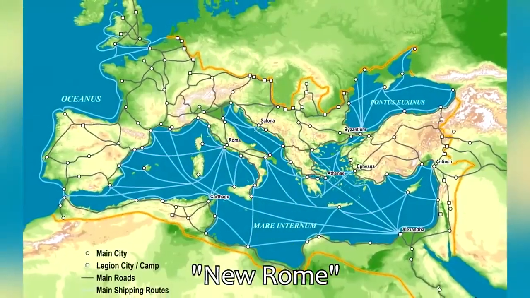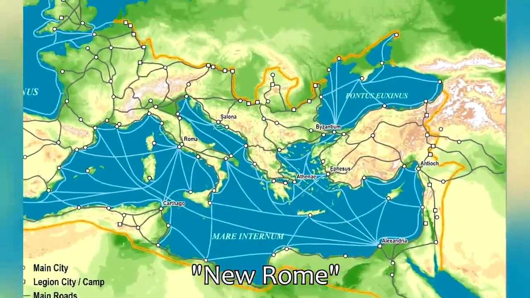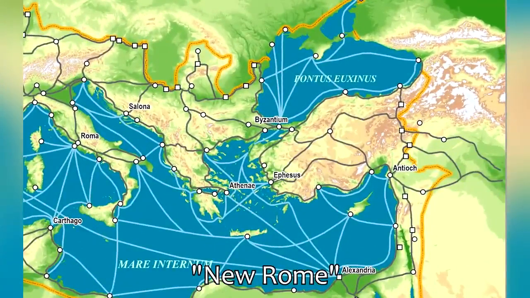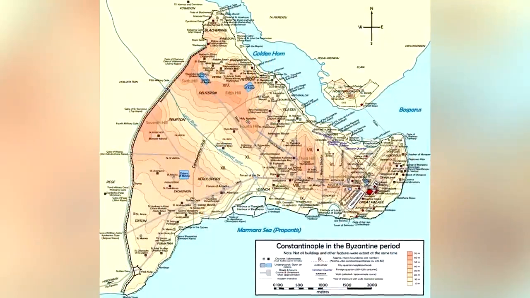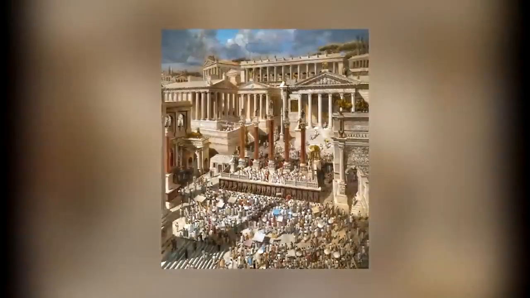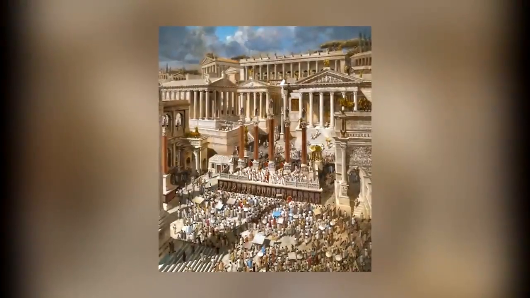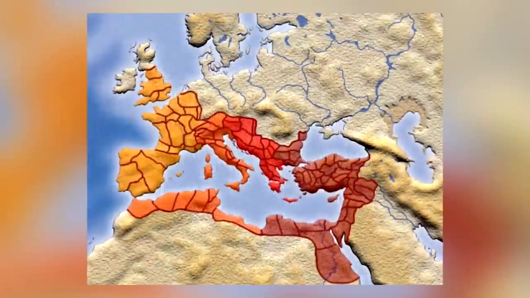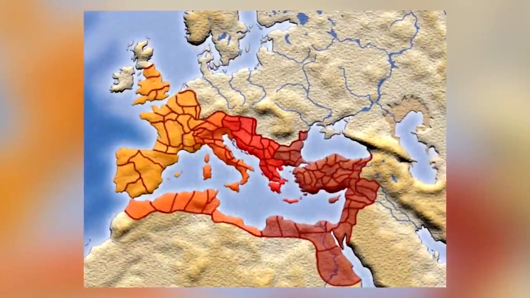New Rome, as it was known during Constantine's life, lay between the eastern and western edges of the empire on important trade routes. Eventually renamed Constantinople, it attracted people from across the empire in search of a better life. In time, the empire was split into east and west again.